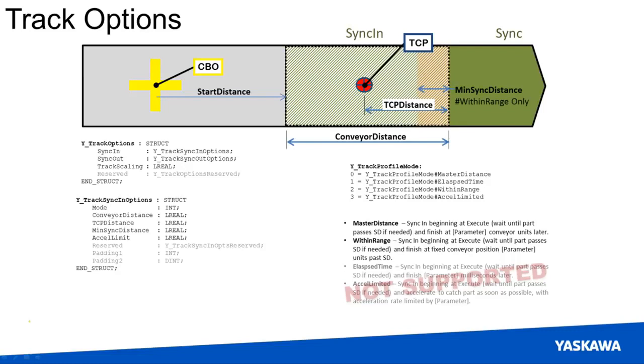In the event that we're using within range, we talked about how if the part gets too close to the end of that sync zone, we might just want to not try to catch up to it because it would have to go too fast. And we call that the minimum sync distance, or min sync distance. And again, that's number of units from the end of the sync in. The sync out, which is not going to be shown on the screen, has only one element that's really of use, which is the conveyor distance. And that is how far the conveyor is going to move while we sync out. If we get to the sync out zone, the tool will always stop halfway through.